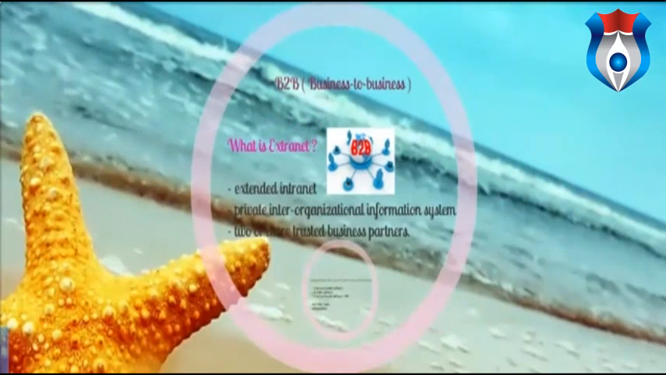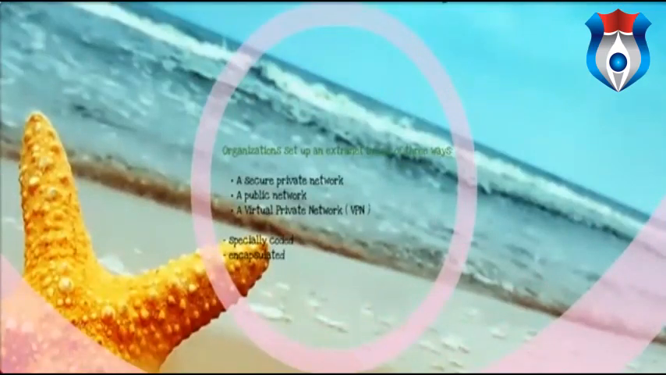What is extranet? Extranet is a private inter-organization information system connecting the intranets of two or more trusted business partners. An organization can set up an extranet in one of three ways: a secure private network, a public network, and a virtual private network. Data is specially coded or encapsulated for sending transactions over the internet.